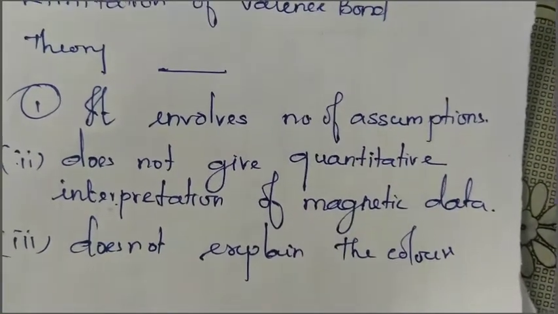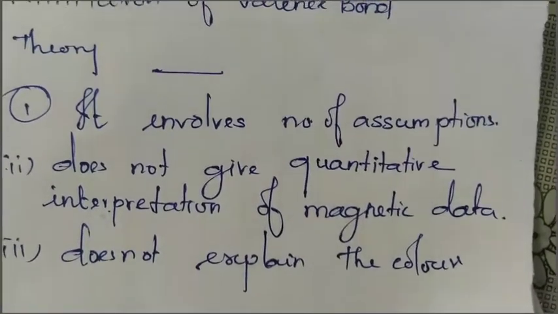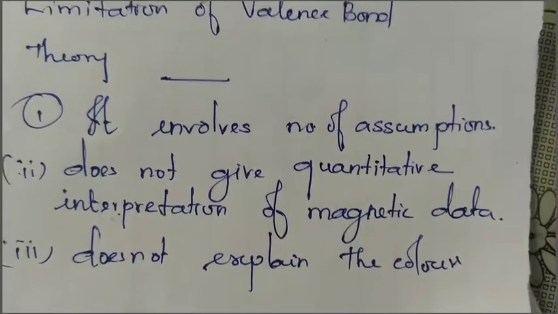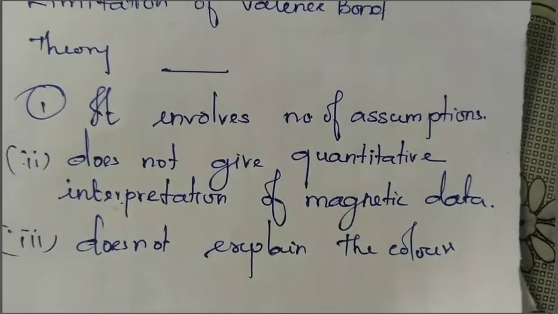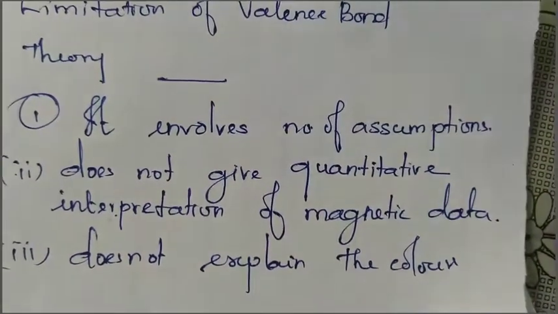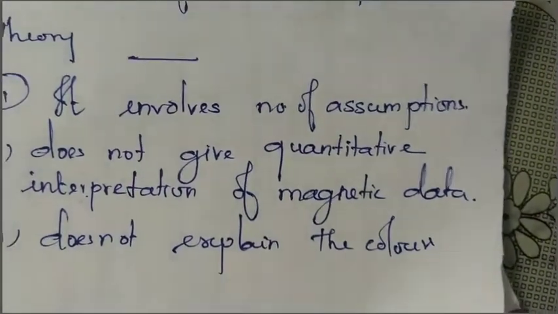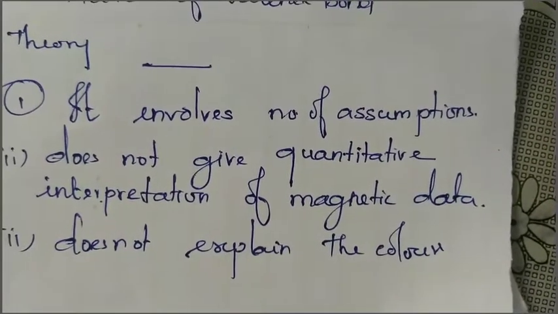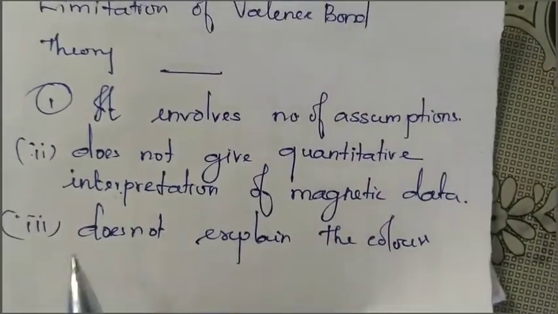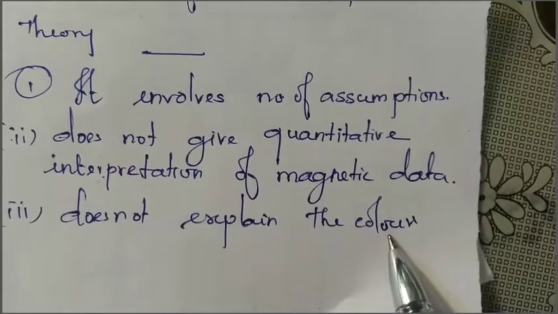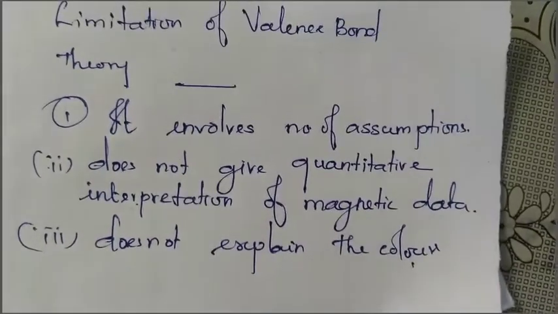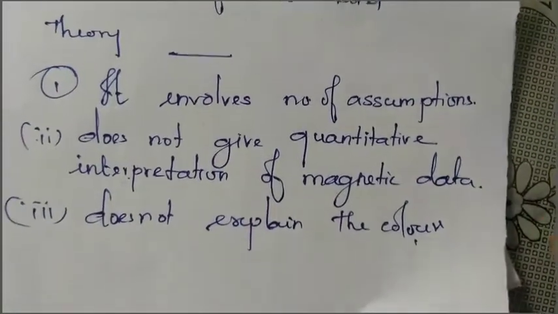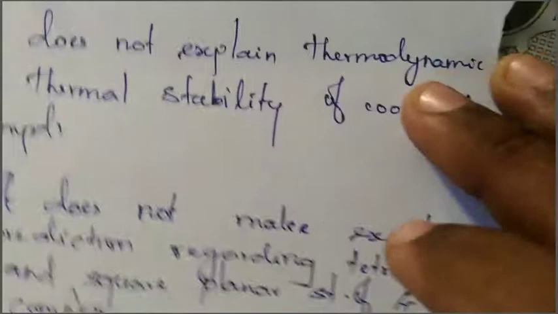Second thing, it says about paramagnetic and diamagnetic. But how much it is paramagnetic, how much it is diamagnetic, it does not give any quantitative interpretation for magnetic data. And also, most of the coordination compounds are colored. But valence bond theory didn't say anything about the color of the coordination compound.